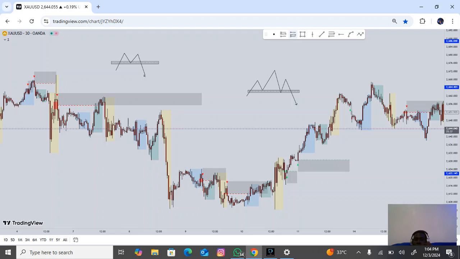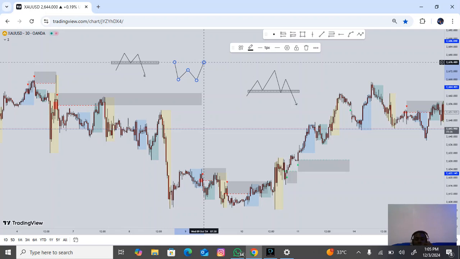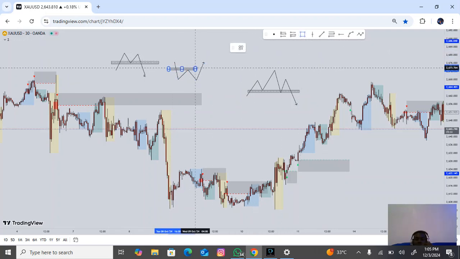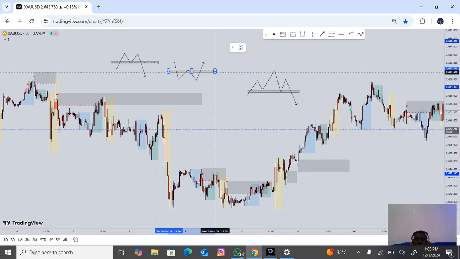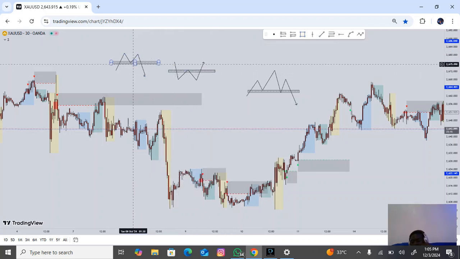It's also known as the W and M pattern. So right here, this is the W pattern, and this is the M pattern. It's also called the double top and the double bottom.